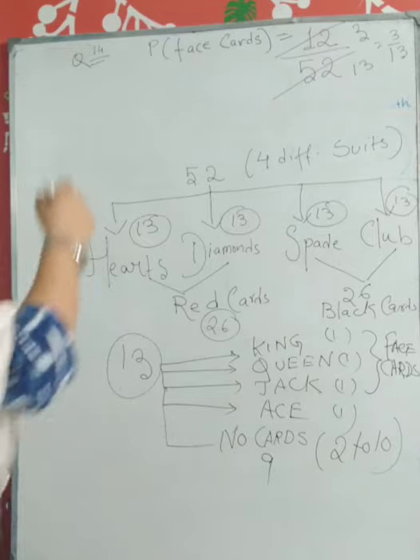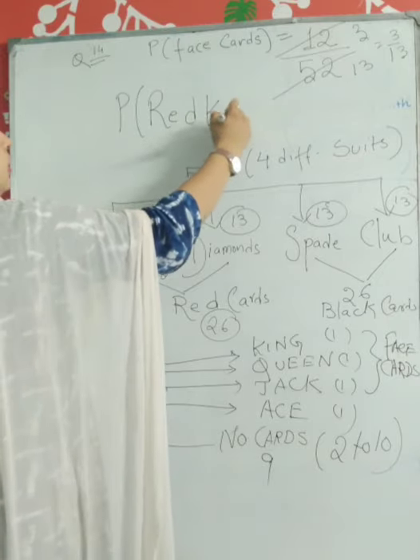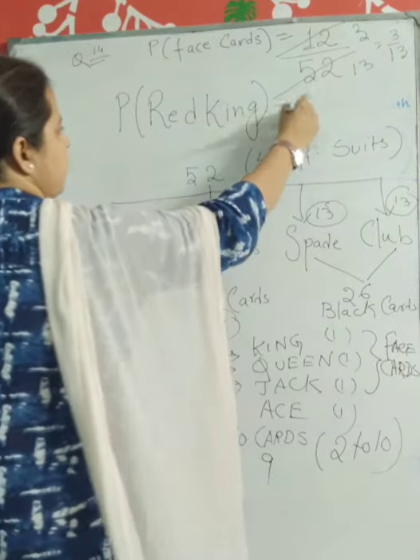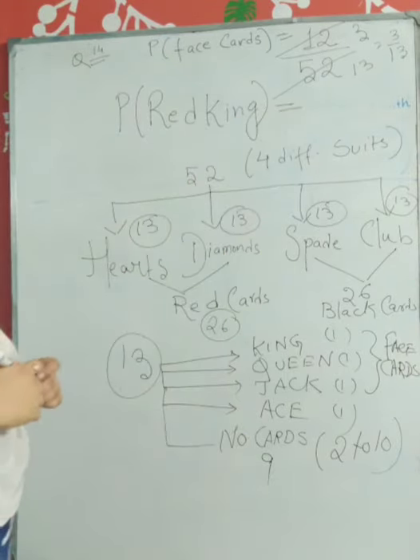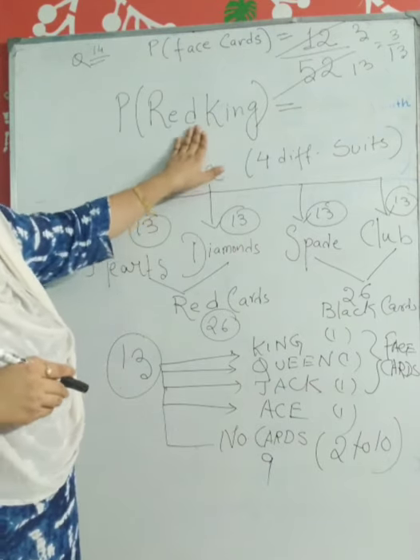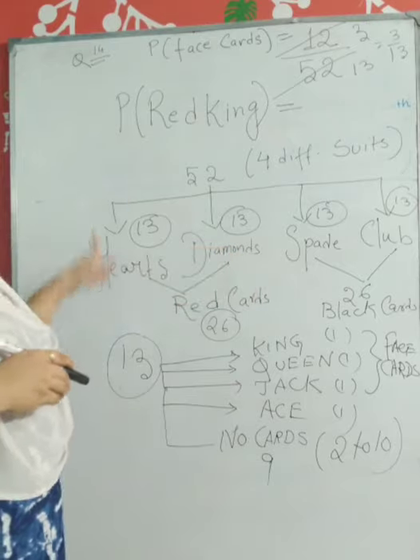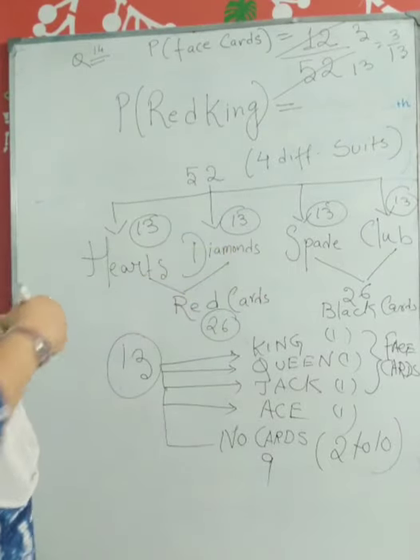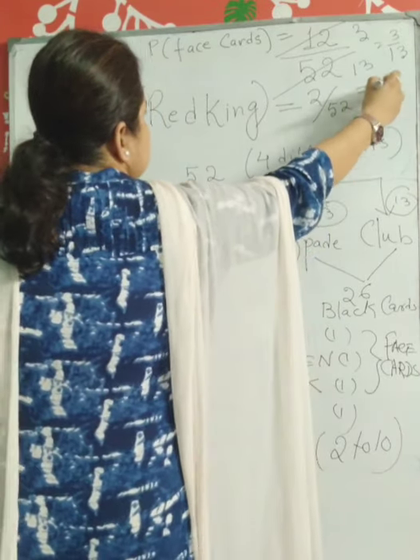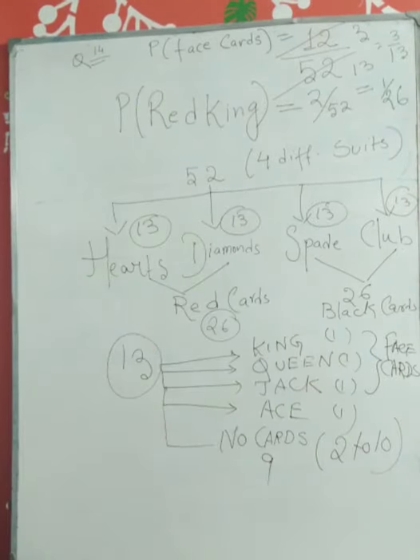Now say a question comes, probability of getting a red king. So probability of getting a red king can be calculated by putting the favorable outcomes. How many favorable red kings are there in the lot? Yes, you are right. That is 2. One from the heart, another from the diamond. So 2 by 52. So that is 1 by 26. Okay, students.